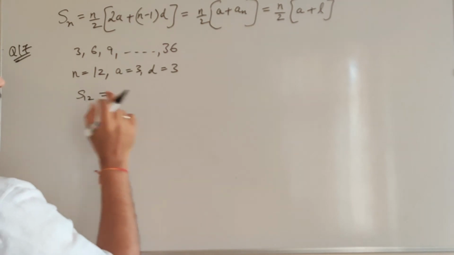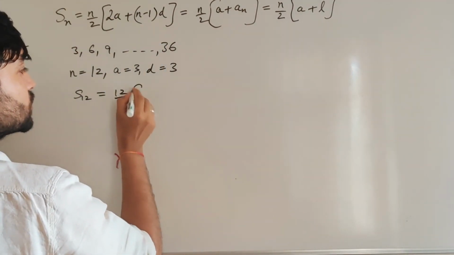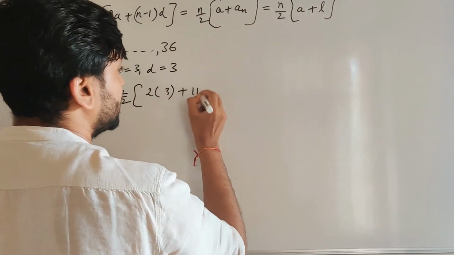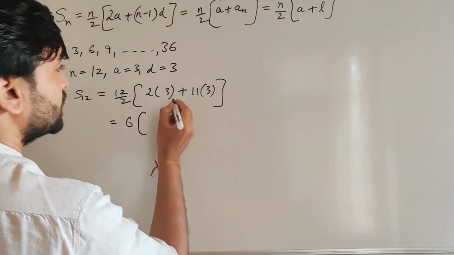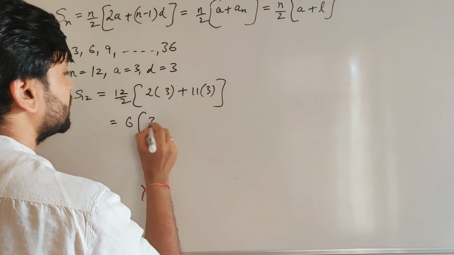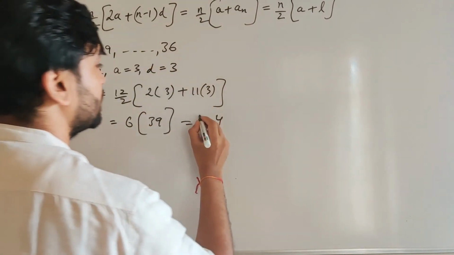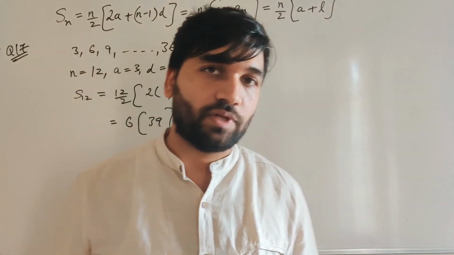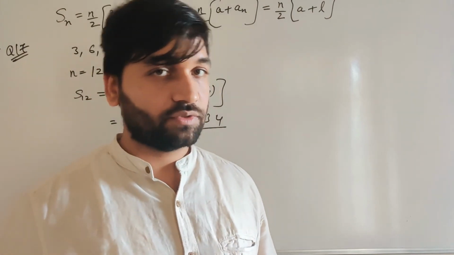So S12, we will use this formula to find the sum. n by 2, 2a plus 12 minus 1 into the common difference. So 6 into, this is 6, this is 33. It will give you 39. So 39 into 6 is 234. So from class 1 to class 12, they will plant a total of 234 trees. Okay, so that's how we solve this question.